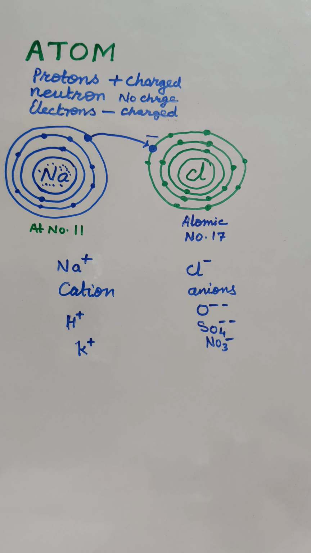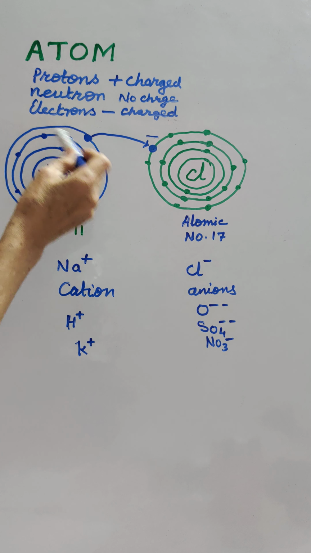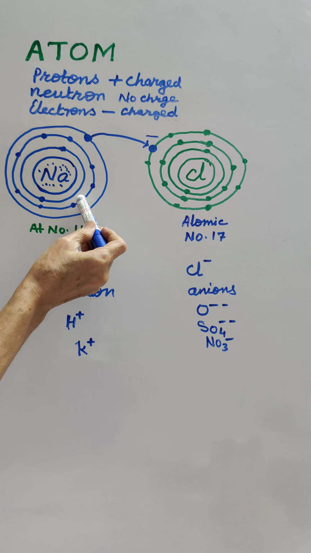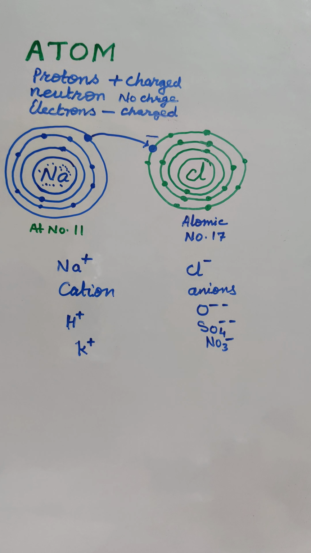Now you understand how they are called positively charged, cations, or negatively charged, anions. So this way we can say that metals form positively charged ions, or cations, whereas non-metals form anions. They are called negatively charged anions.